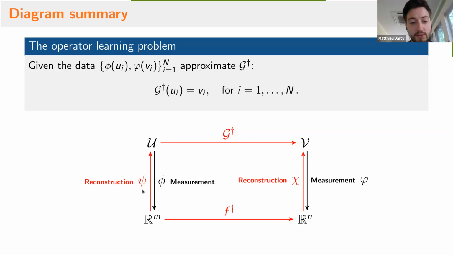And once we've defined these reconstruction operators psi and chi, this induces a function f dagger, which is vector valued. So it maps Rm to Rn by the following procedure. It starts in Rm, so a finite dimensional space. It goes through the reconstruction operator psi to the function space U, through G-dagger to this function space V, and down to the measurement space through this measurement operator varphi. And once we define the reconstruction operators psi and chi, we can then learn the map f dagger, which is a vector valued map.